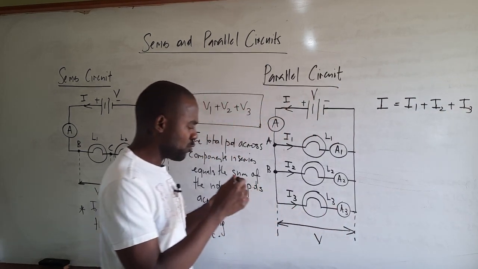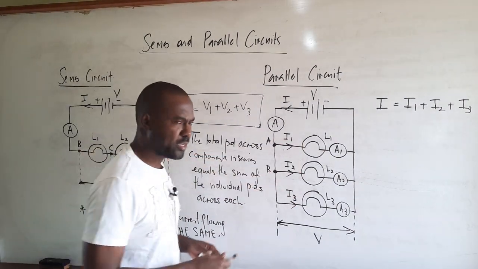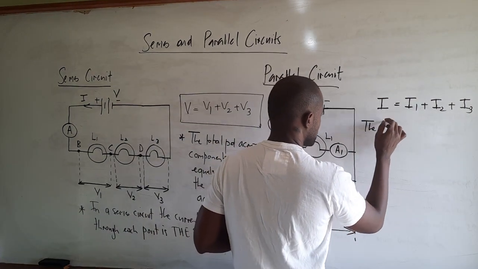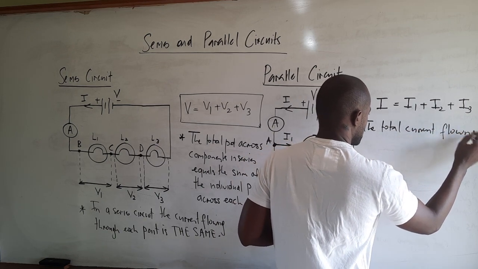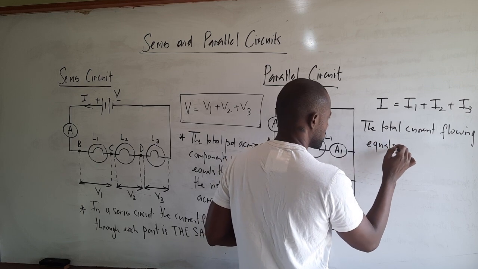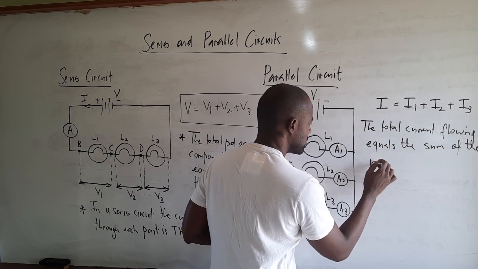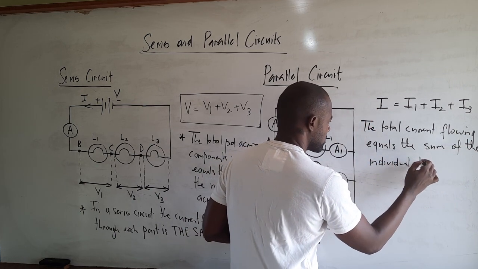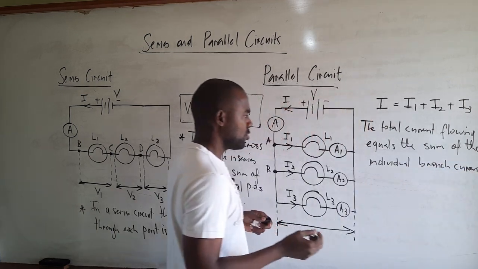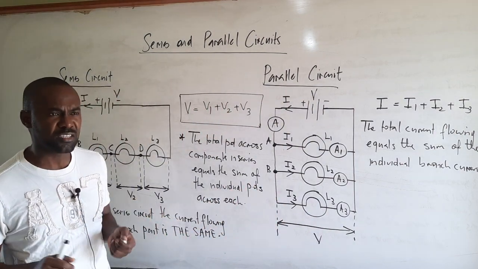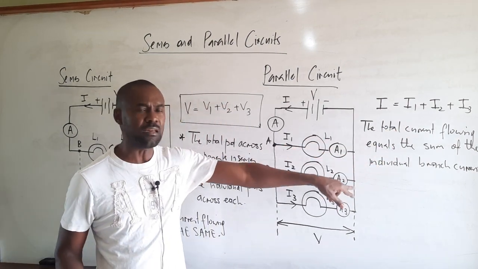Right? So we can say that in words to mean that the total current is equal to the sum of the individual branch currents, right? So we can say the total current flowing equals the sum of the individual branch currents. So this is basically the first property of parallel circuits. When components are connected in parallel, the total current flowing equals the sum of the individual branch currents.